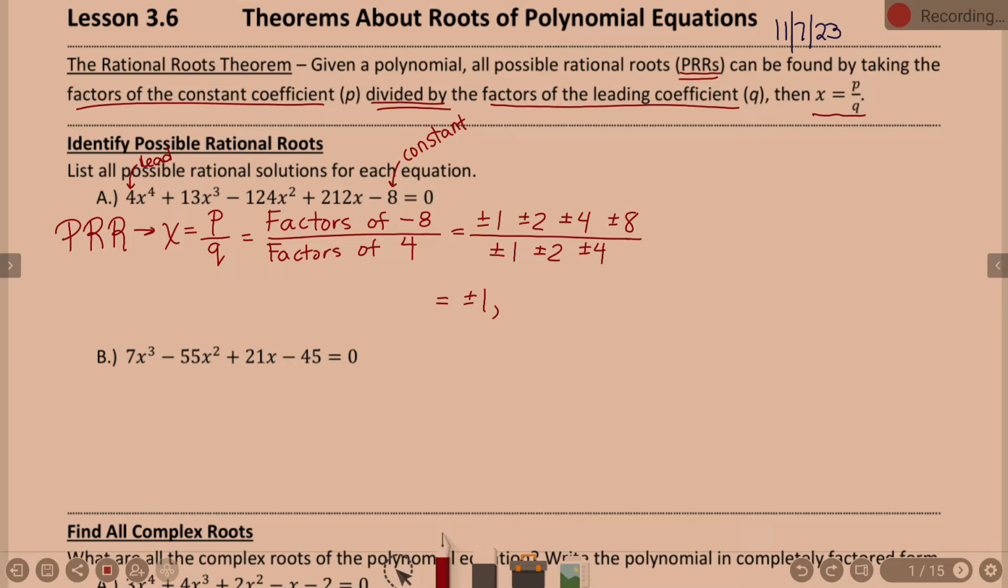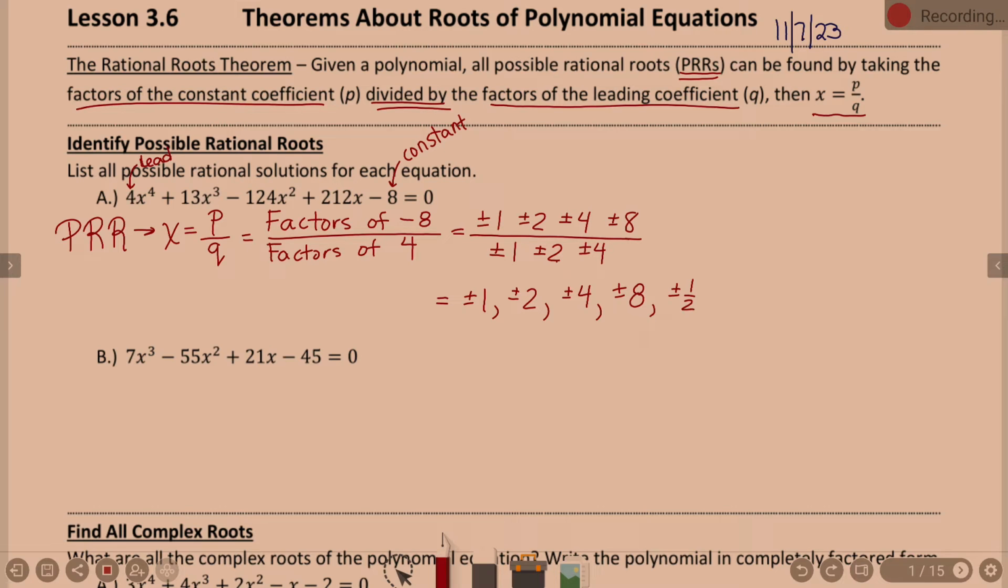What's 2 over 1? 2. So plus or minus 2. 4 over 1. Plus or minus 4. 8 over 1. Plus or minus 8. So that's taking all of my numerators and putting them over that first denominator of 1. Now repeat the process. Now put everything over 2. So what's 1 over 2?